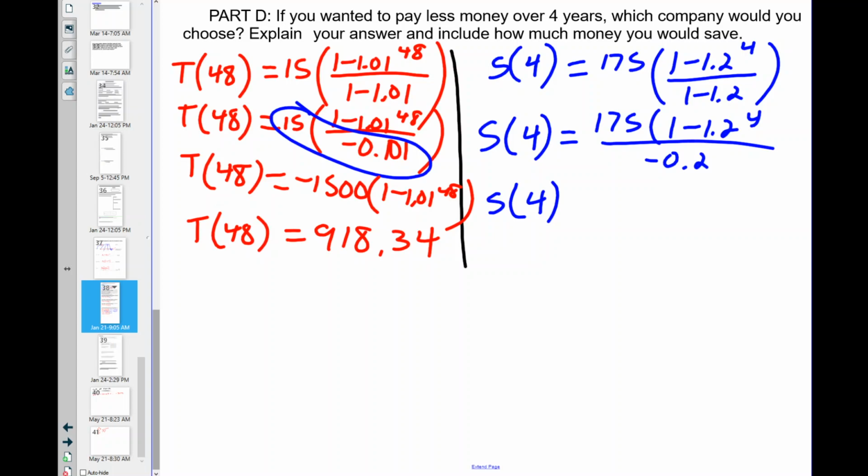Did I get it right or wrong? Negative 875? You got a 56? I'm just asking you for this right here. I haven't done everything else. I'm just asking you for that. What is 175 divided by negative 0.2? Negative 875.